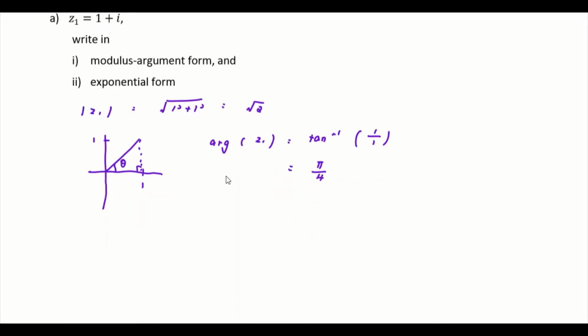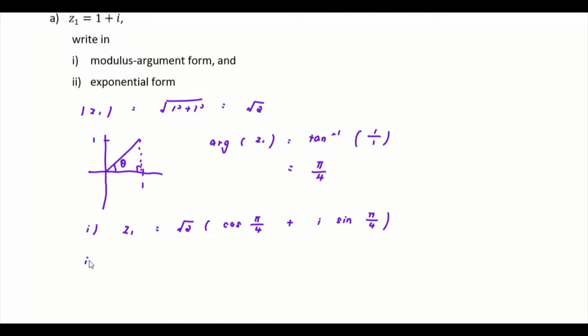So the modulus form is going to be the modulus. So Z1 will be equal to R, where R is the modulus, times cos pi over 4 plus i sine pi over 4. Okay, so just like that. So this is the modulus argument form.